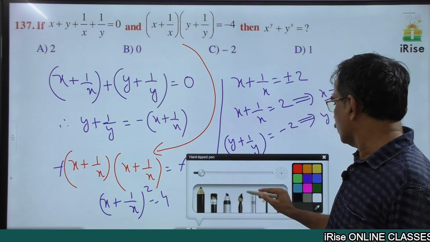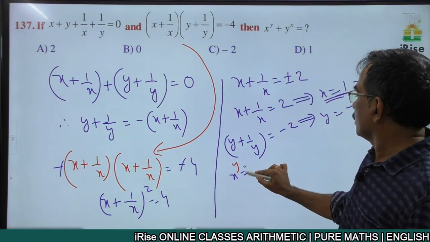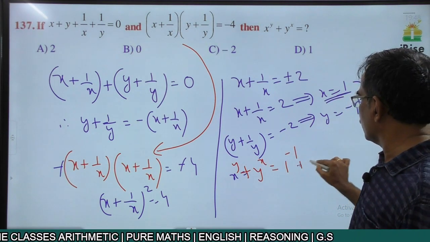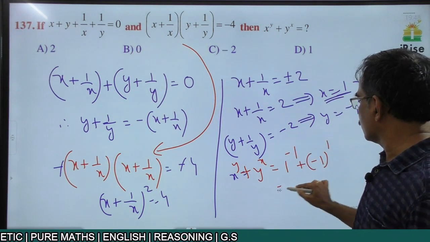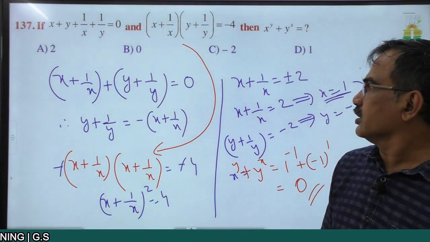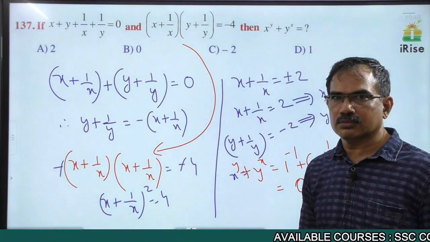Therefore, this can be written as x power y plus y power x is equal to 1 power minus 1 plus minus 1 power 1. So answer is 0. Okay, this is a direct method of getting the answer. Okay, next one.